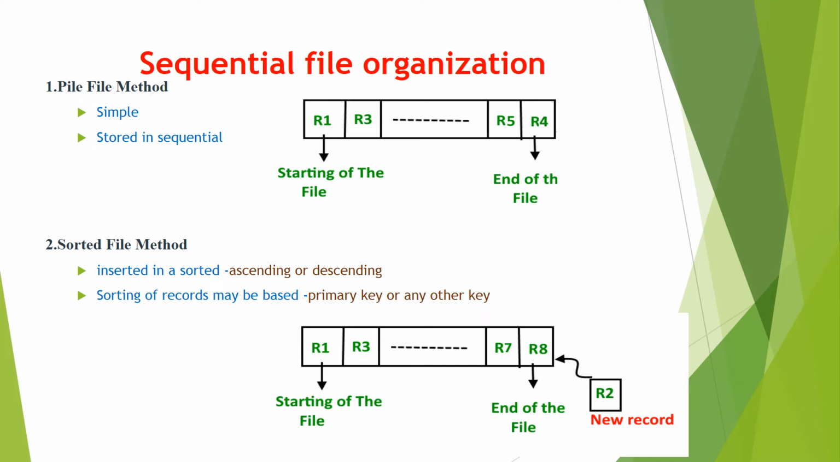Sorting of records is based on a primary key or any other key. In case of modification of any record, it will update the record and then sort the file, and lastly the updated record is placed in the right place. So the final output is R1, R2, R3, R7 and R8.